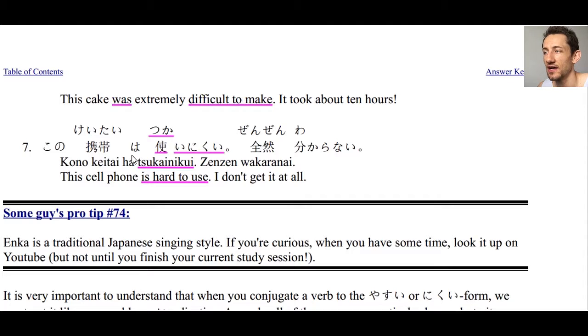この携帯は使いにくい。全然わからない。So this phone is hard to use. 全然わからない。I don't get it at all. This is a really, really commonly used expression. 全然. You can use it before a negative. わからない。全然わからない。Don't understand at all. 全然わからない。使いにくい。Difficult to use.